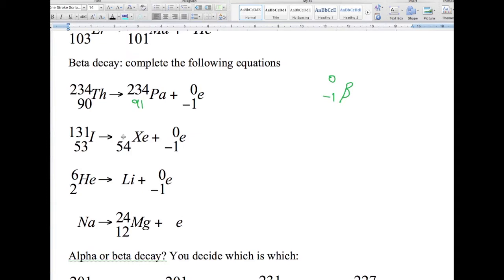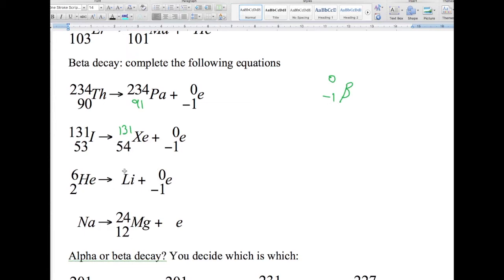What's missing over here? That's 131 on the top left. So when I add that number there to that number there, it has to equal 131. I probably just need to speed up because you're probably getting a bit bored by now, it's so easy. So that must be 131, and then 54 plus -1 is 53. Well, that's fine.